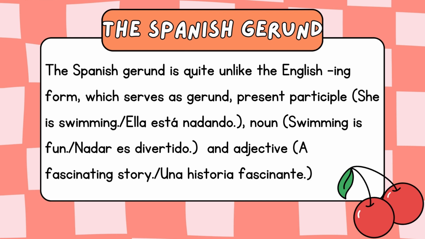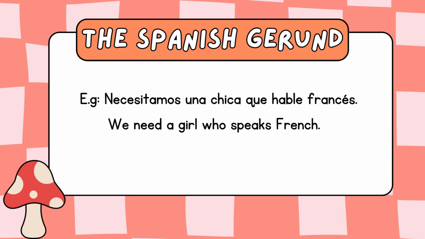It is theoretically a kind of adverb and can therefore properly only modify verbs but not nouns. These sentences must usually be translated by a relative clause. For example, necesitamos una chica que hable francés will be translated into we need a girl who speaks French. In this case, we are using a relative clause in the translation.